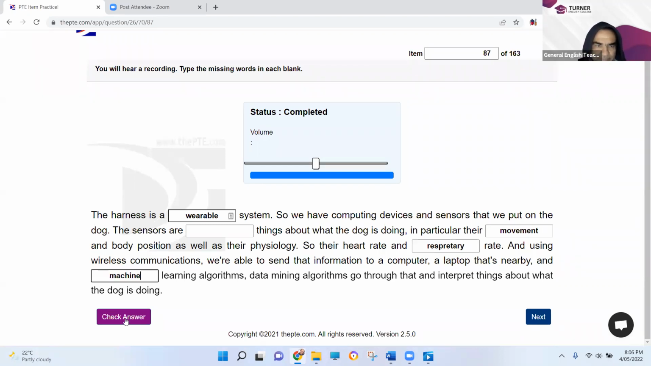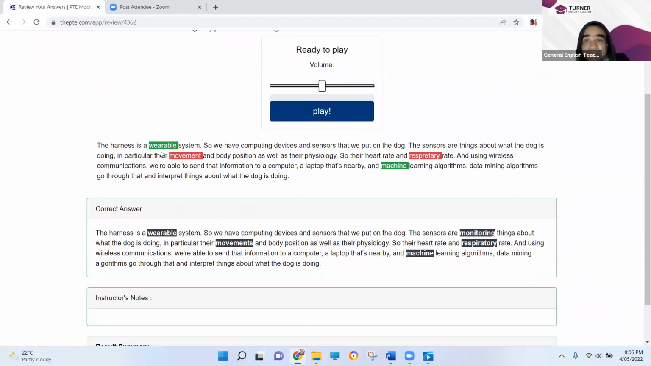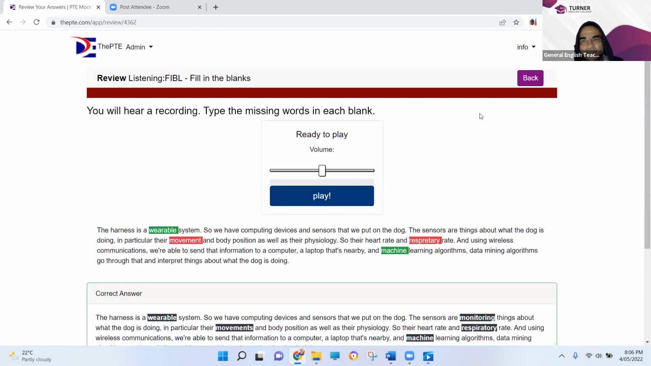Let's check. You got 2 correct. There's no negative marking here, so 2 correct. The first one, wearable. Number 2, monitoring. Number 3, movements. So it was plural. We said singular. Respiratory. Look, this is how you spell it. Respiratory. Okay, and machine. Very good. Okay, next one.